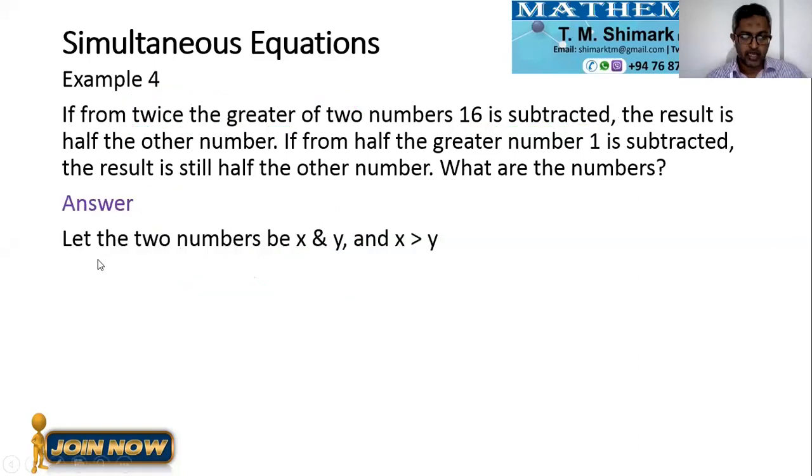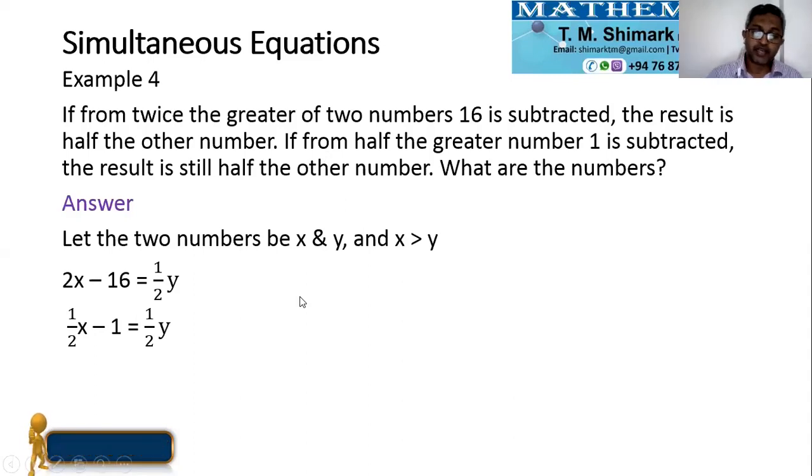Let the two numbers be x and y. X is greater than y. All right, so that's something important. Then 2x minus 16 equals half y, right? And the other one is half x minus 1 equals half y. So now it's up to you. You have to get the answer for me.